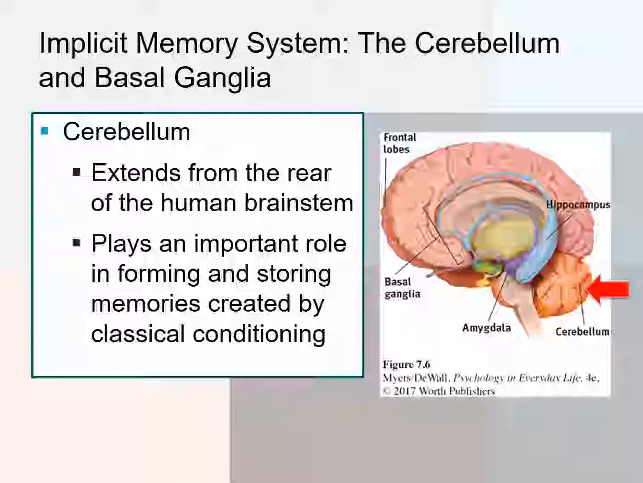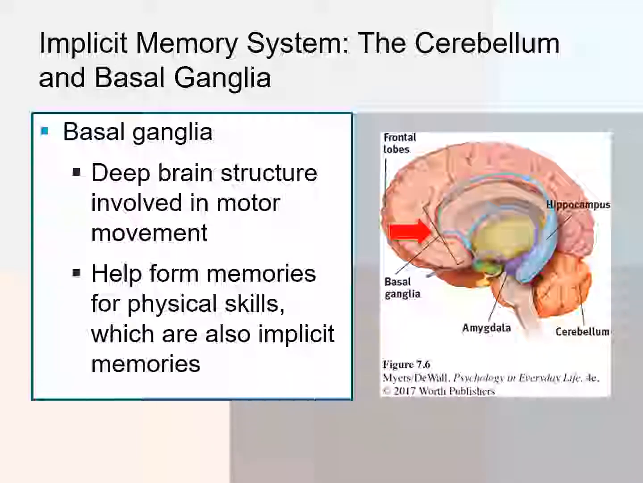So the cerebellum extends from the rear of the human brainstem. The brainstem is just like it sounds. It's a stem, just like an apple, that comes away from your brain. It plays an important role in forming and storing memories created by classical conditioning. So the cerebellum is where you learn things automatically or implied. That's why it's called the implicit memory system.